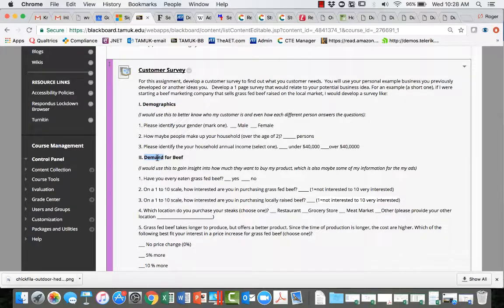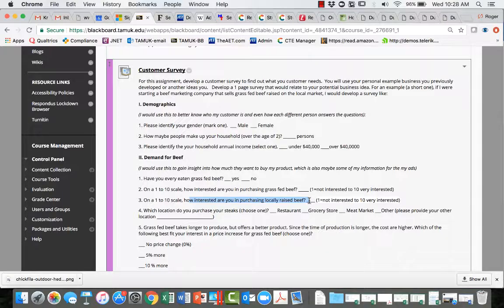Second questions are going to be about the demand for the product. In my particular case, it was about beef. So I asked them if they've ever eaten grass-fed beef, yes or no. That would tell me if they're new to this or not. On a 1 to 10 scale, I want to know how interested they are in purchasing grass-fed, and then I split it out, interested in how they were interested in purchasing locally raised beef. So I looked at my product, and it's grass-fed and it's local. So I've got 2 attributes I'm curious.